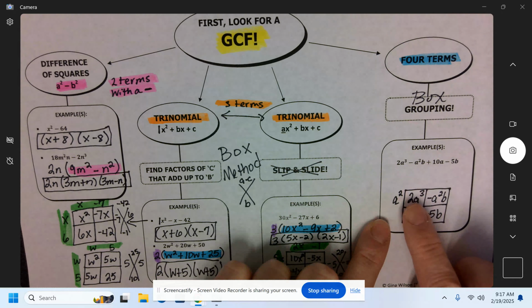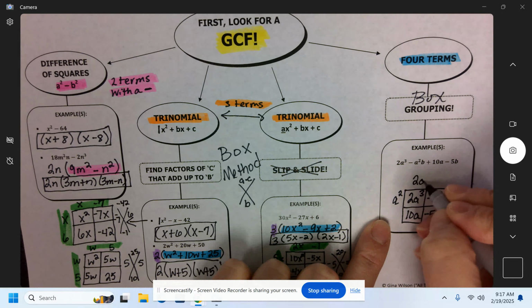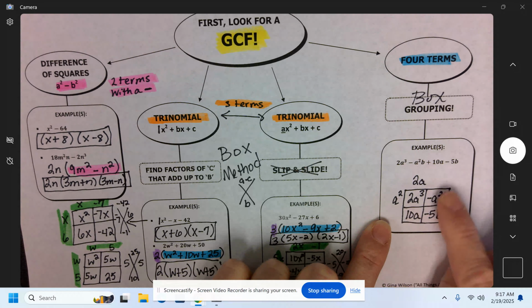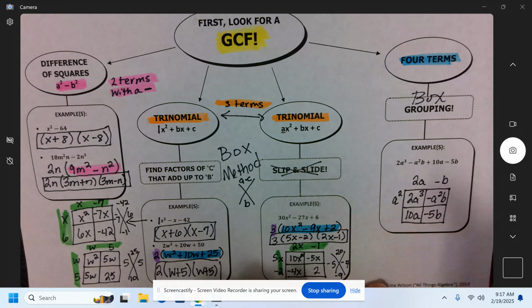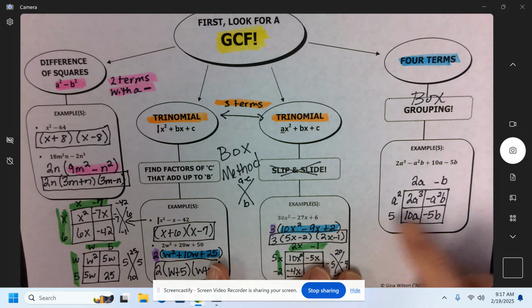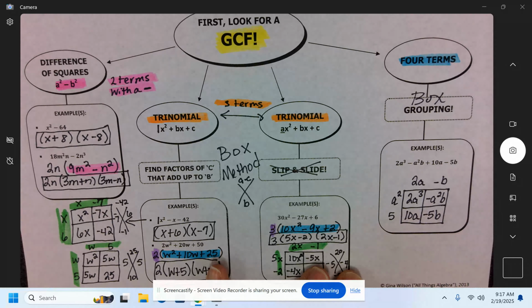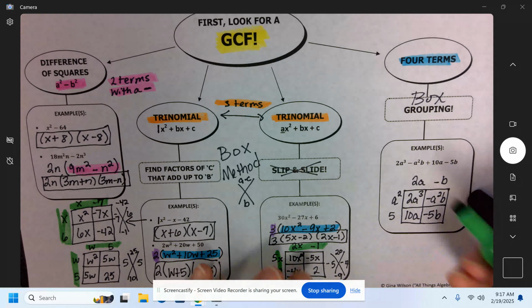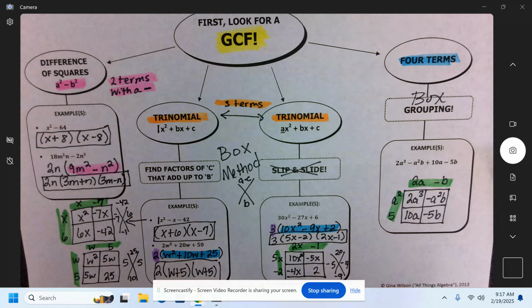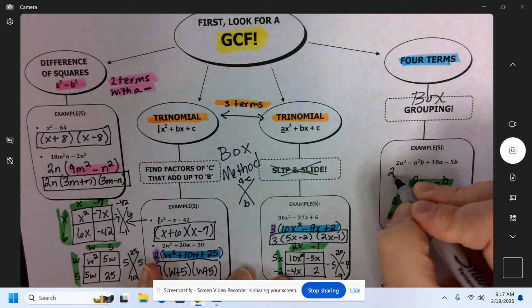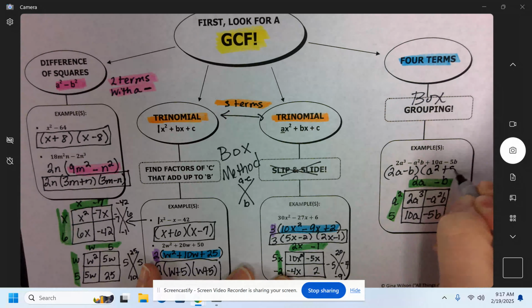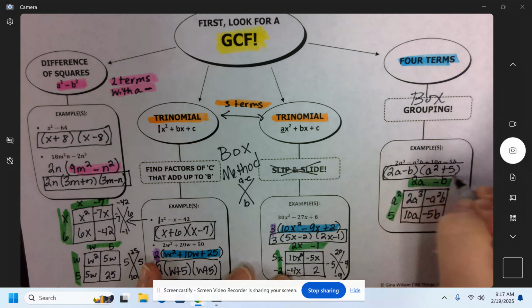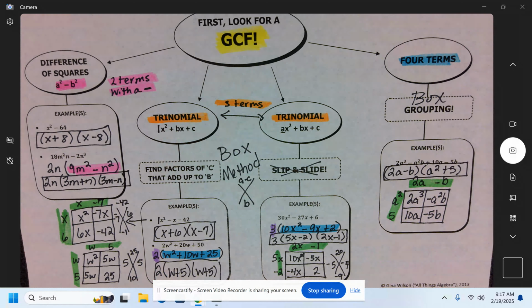So we're going to pull out an a squared, and then we're going to make the box work. A squared times what is 2a cubed? Well, that's 2a. A squared times what is negative a squared b? Well, that's negative b. 2a times what is 10a? That's 5. And then 5 times negative b gives me that negative 5b. So my answer here, again, is what is on the outside of the box. So our answer would be 2a minus b times a squared plus 5. And this would be our final answer for that.